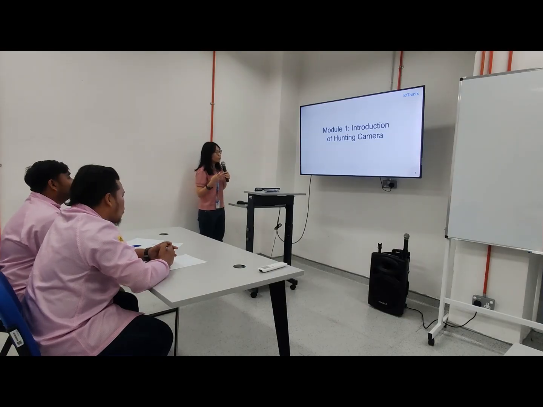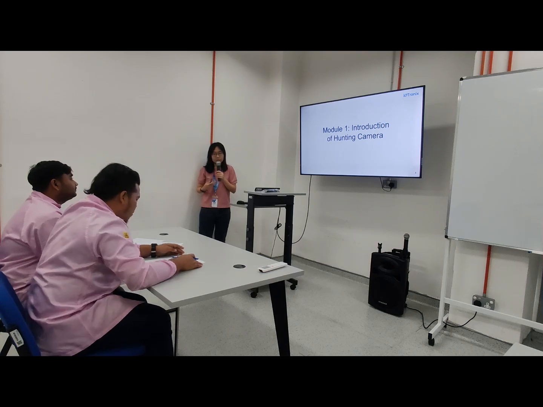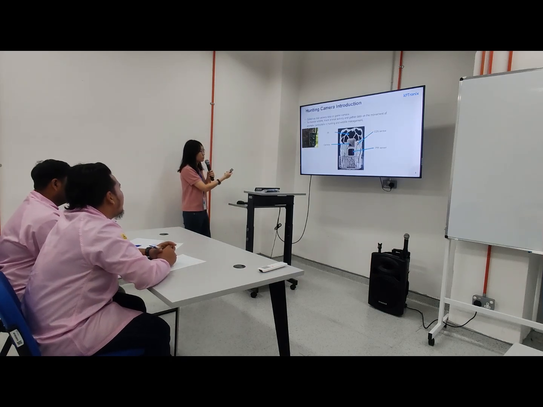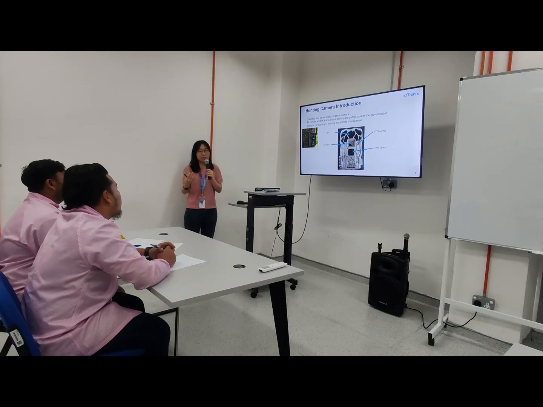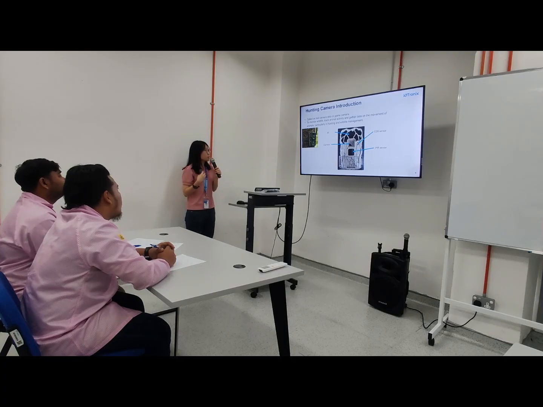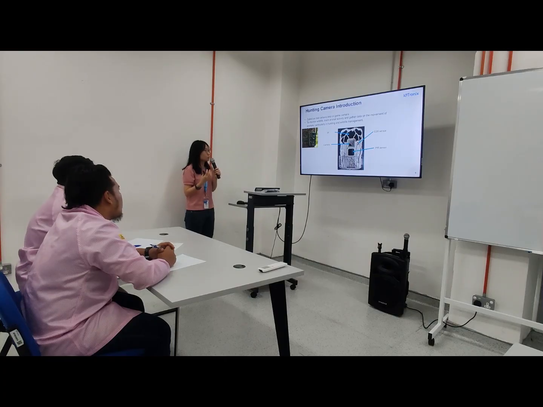Okay, first one. Introduction of hunting camera. What is hunting camera? Okay, this hunting camera we also can call the field camera, or we can call game camera. It's a device we use to monitor the wildlife and then to track the animals' activity, and then we gather all the data of the movements of animal, which particularly we use this data for hunting purpose, and also for the whole wildlife management.